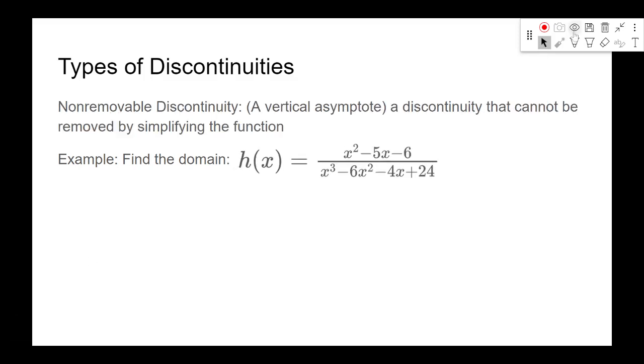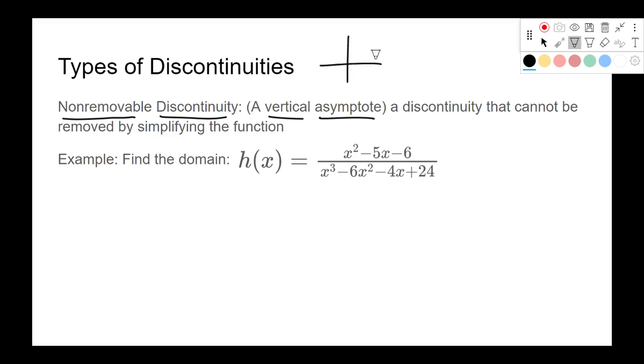Okay, so let's talk about a non-removable discontinuity. Non-removable discontinuities are vertical asymptotes. So the graph is literally going to have a vertical asymptote so that the graph itself won't be able to cross it. A vertical asymptote is a discontinuity that cannot be removed by simplifying the function. All right, so let's find the domain for h of x. Step 1, let's find that domain.